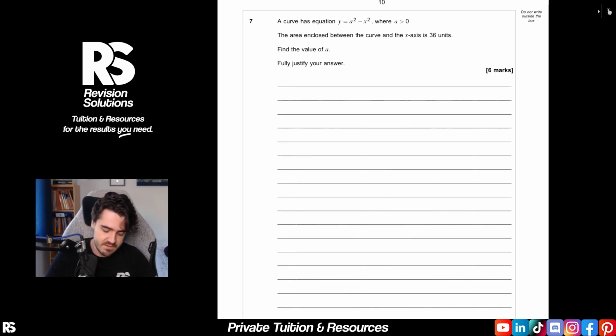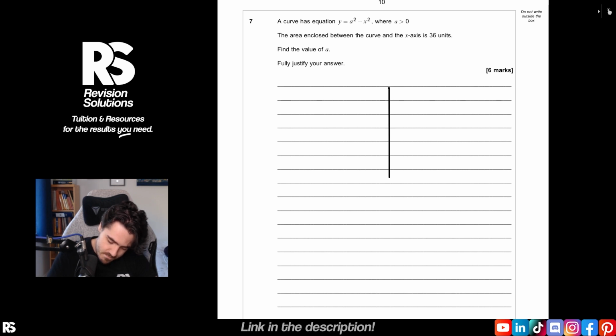Question 7 then says, a curve has equation y equals a squared minus x squared, where a is a positive constant. The area enclosed between the curve and the x-axis is 36 units. Can we find the value of a? Well, the first thing I want to do is be able to visualize or have a diagram of this area that they're talking about. So let's draw some axes so we can plot our graph.